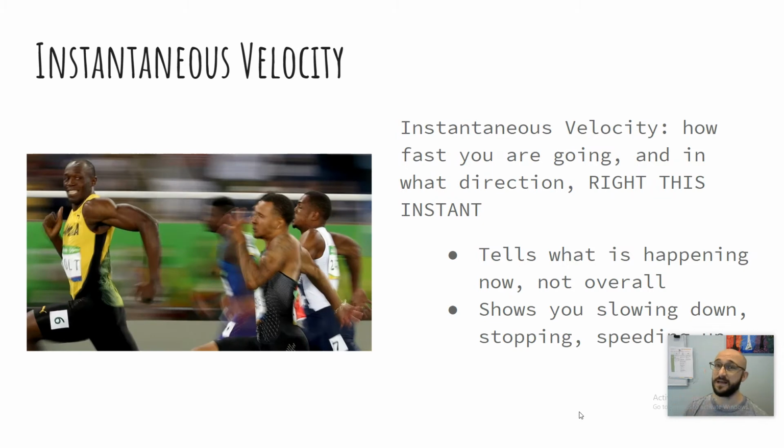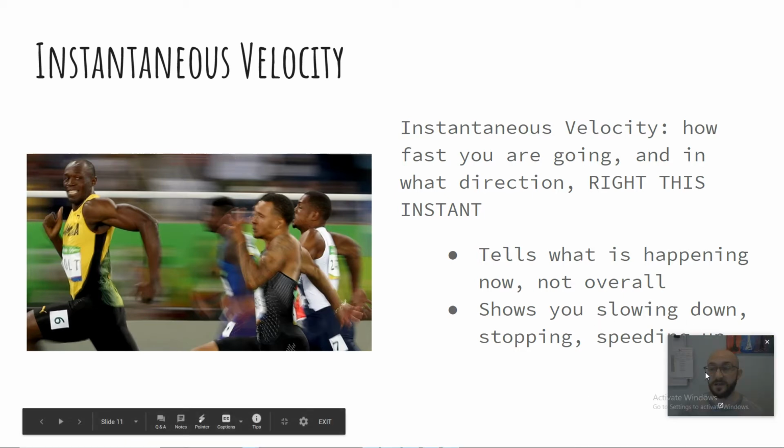Now, the instantaneous velocity is how fast are you going right now. This is what Highway Patrol looks at. So when they give you a ticket, they don't say your average velocity was too high. It's because your instantaneous, your right-at-that-moment velocity was too high. So here we've got a picture of Usain Bolt running ridiculously fast. His instantaneous velocity is very, very high while this particular picture is being taken.